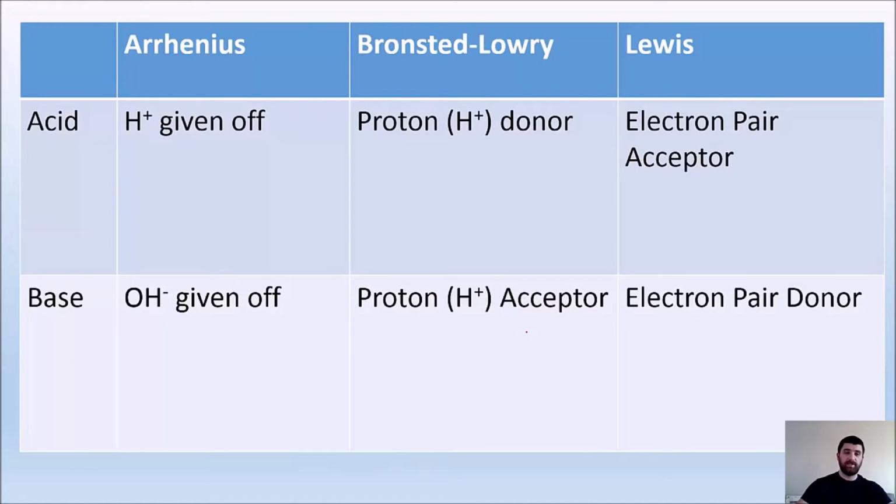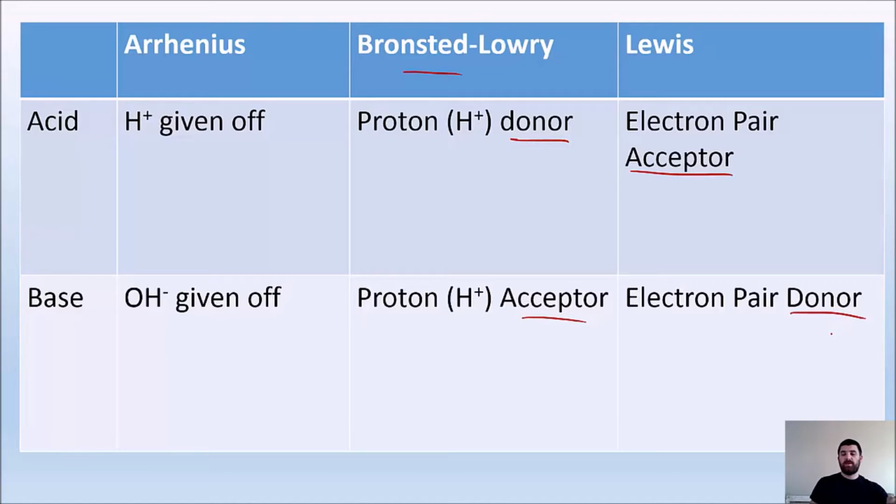So, to generalize, Arrhenius acids, H plus is given off, base, OH minus is given off. Bronsted-Lowry, you have a proton donor being the acid and a proton acceptor being the base. For the Lewis definition, we're not looking at protons or H's, we're looking at electrons. So an acid is an electron pair acceptor, and a base is an electron pair donor.